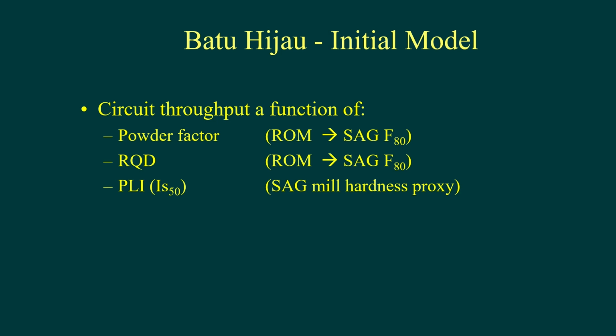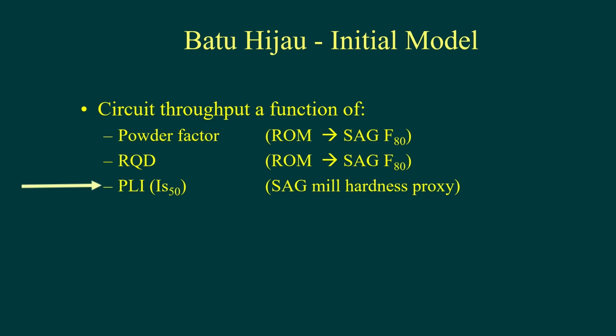Batu Hijau had a long history of developing geometallurgical models. They did a really thorough job over many years. They went the mine to mill route and made great use of the mine to mill strategies to optimize their mine and their circuit. One of their early initial models, circuit throughput models, incorporated terms such as powder factor, RQD, and they used the point load index as a SAG mill hardness proxy.